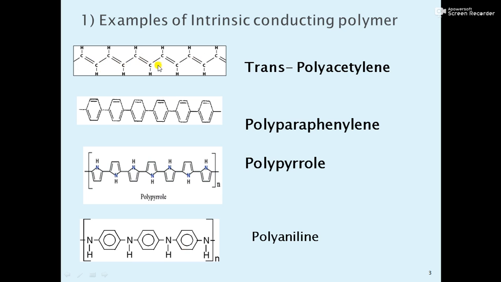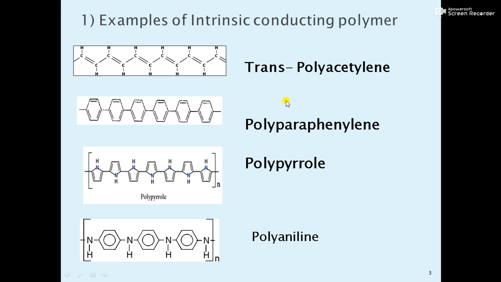It has the conjugated bond, double single bond. Then again polyparaphenylene, there is a presence of aromatic ring. Again there is a resonance. So due to the resonance, the conduction can take place. This is polypyrrole. Here again the presence of lone pair as well as conjugated double bonds. Then polyaniline. So these are a few examples of intrinsic conducting polymers.